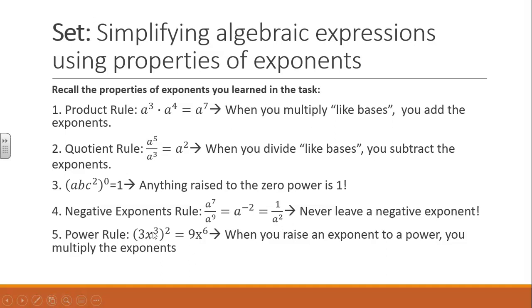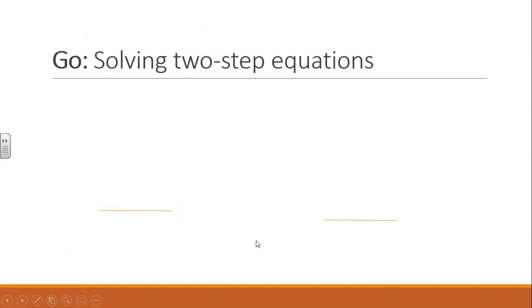Here we have 3x to the third. This whole quantity is being squared. 3 squared is 9, and here's where you multiply your exponents. Since you have two groups of 3 x's, you have 3 times 2, 6 x's. So we have 9 times x to the 6th power. So when you raise an exponent to a power, you multiply the exponents.